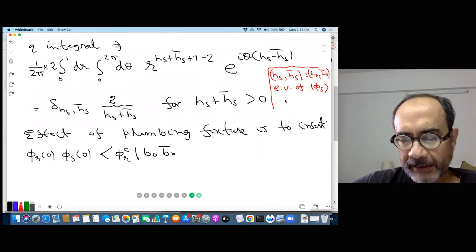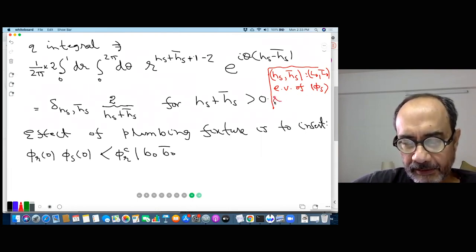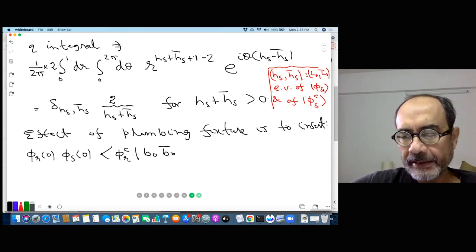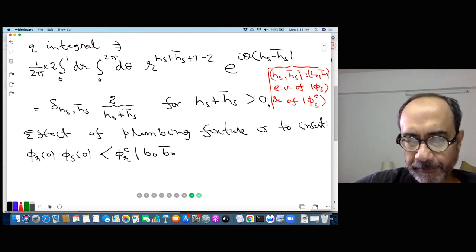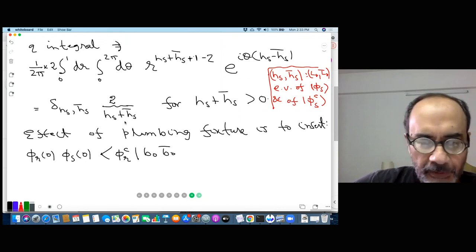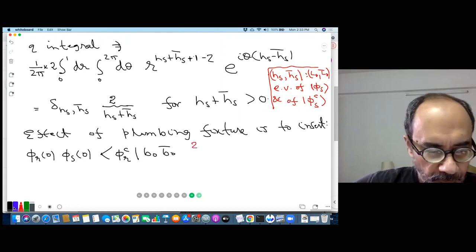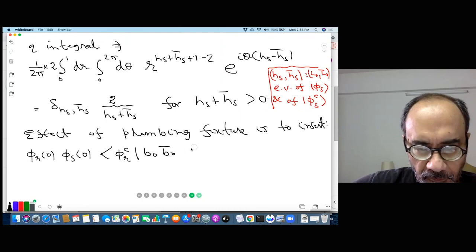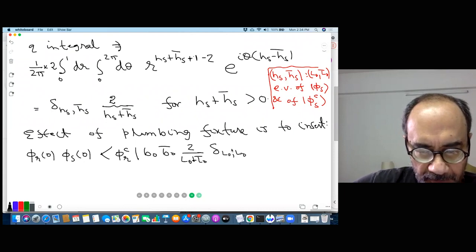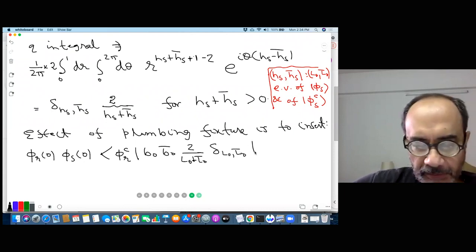And it's also of phi sc, because from the definition of phi sc, the fact that they are conjugate states, it follows that the L0 bar eigenvalue of phi s and phi sc must be the same. Okay. So this delta hs bar, 2 over hs plus hs bar, I can write as 2 over L0 plus L0 bar, delta L0 bar, and then phi sc.